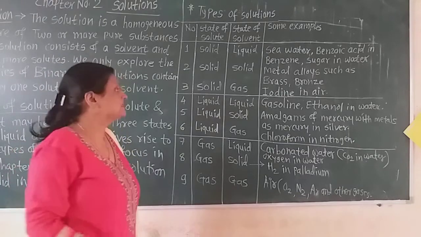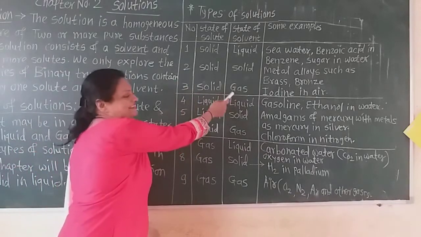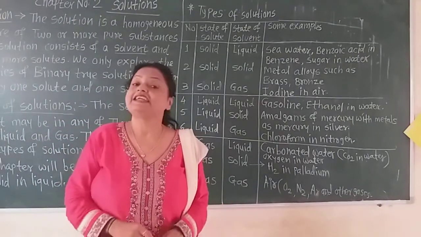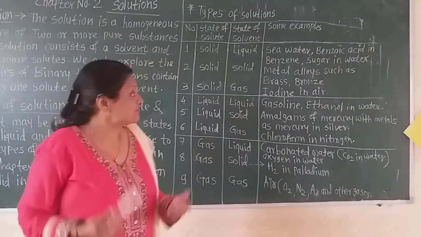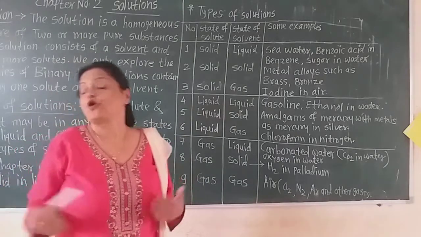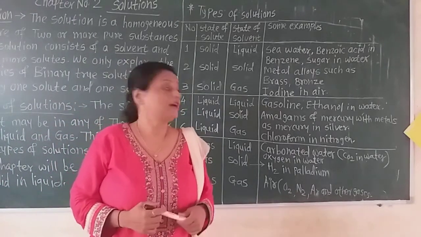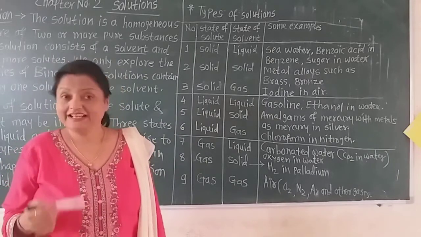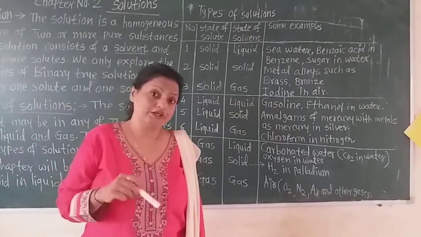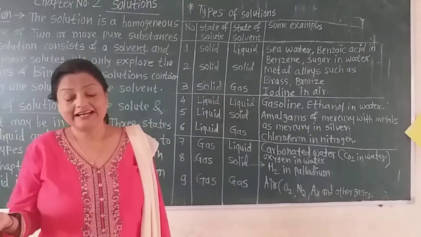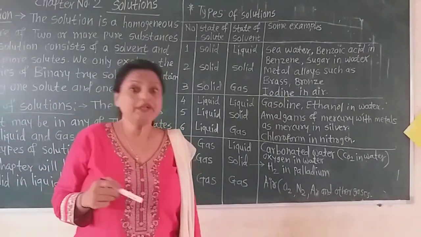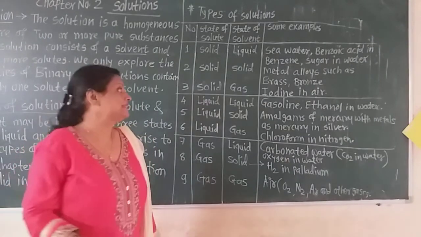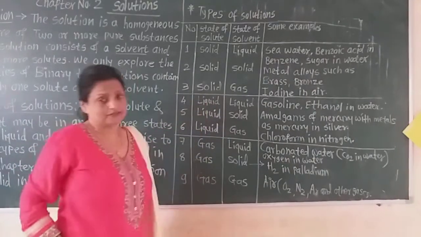Now the third one is solid in gas. Now how is it possible? Solid in gas means solid solute and gas solvent. The best example is iodine. Iodine, when we keep it in the air, directly converts from solid into gas. That means when iodine is present in air, it becomes the example of solid in gas.